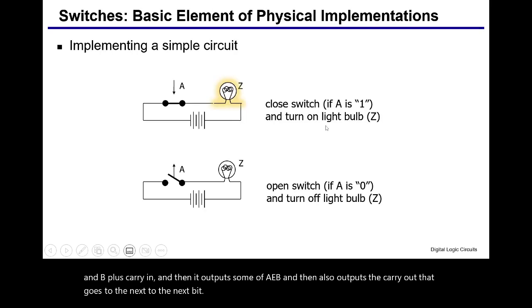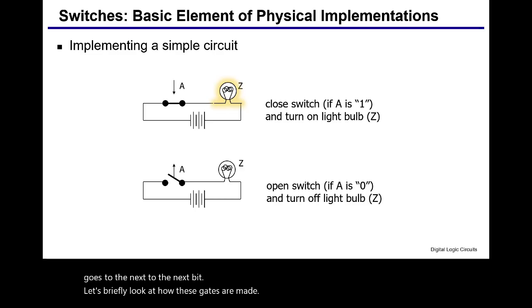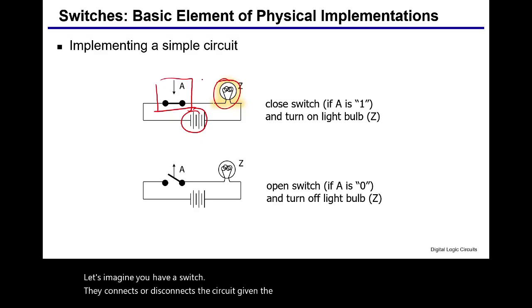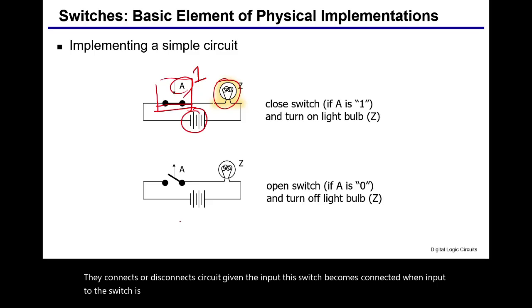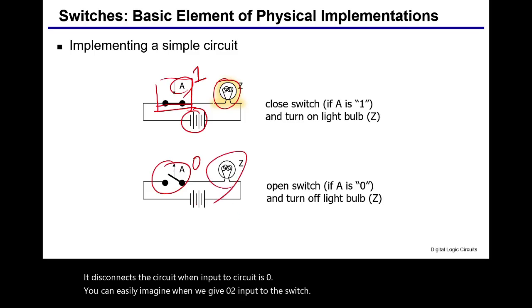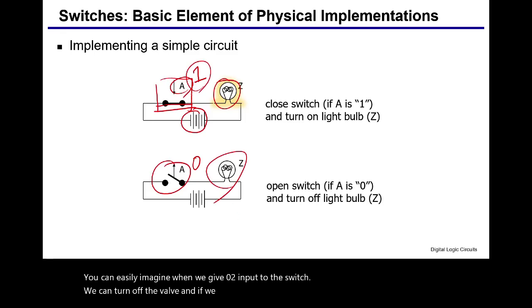Let's briefly look at how these gates are made. In this simple circuit, we have a power source, such as a battery, and a bulb. Let's imagine you have a switch that connects or disconnects the circuit given the input. This switch becomes connected when the input to the switch is 1, and it disconnects the circuit when the input is 0. You can easily imagine that when we give 0 as input to the switch, we can turn off the bulb, and if we give 1 as the input, then we can turn on the bulb.